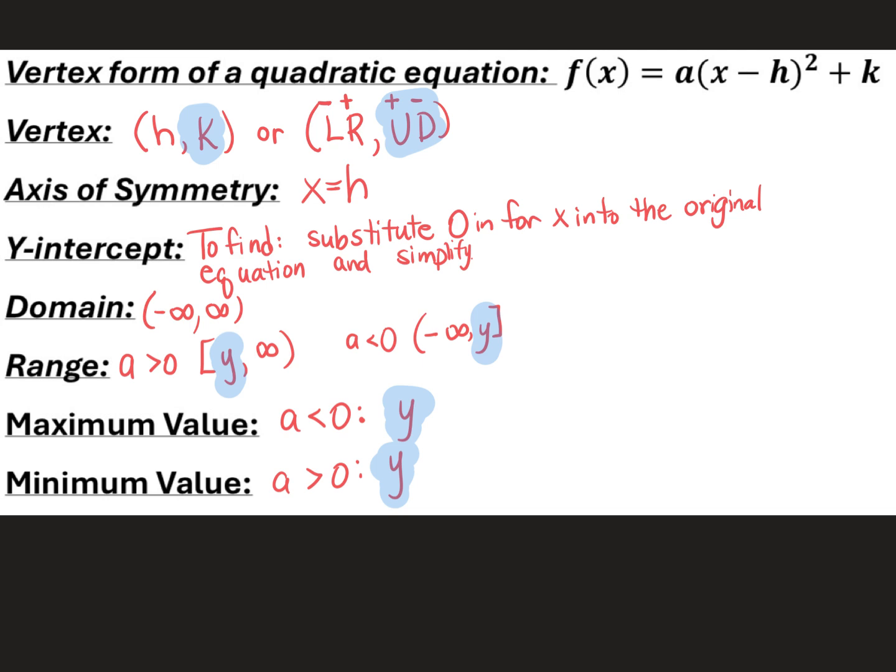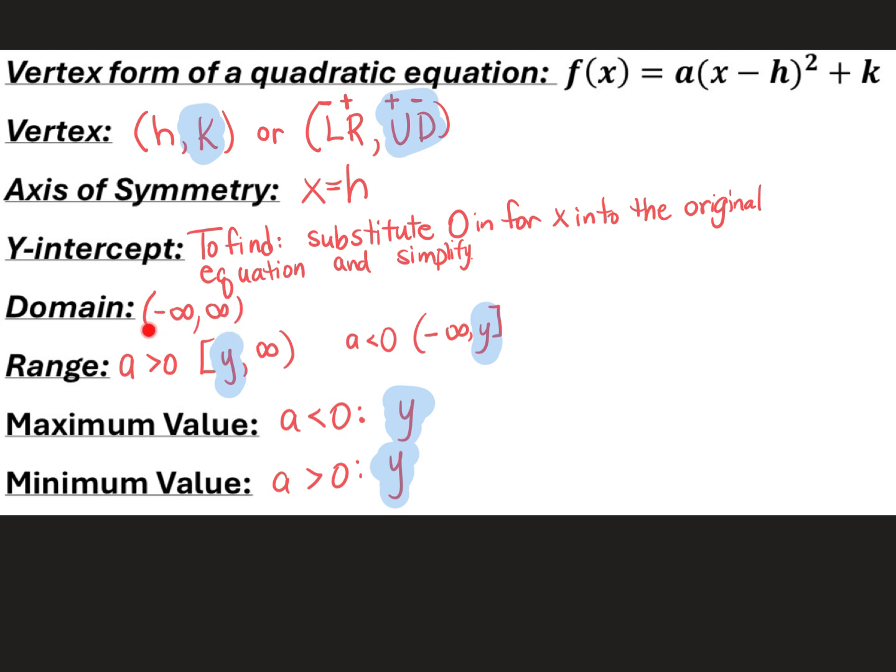So to find it, you're going to substitute 0 in for x. So you'd put 0 here. And then you'd simplify. You'd use order of operations to find the y value when x is 0. I would do what's in the parentheses first, I would square that, I would multiply by the a value, and then I would add whatever k is to find the y-intercept.